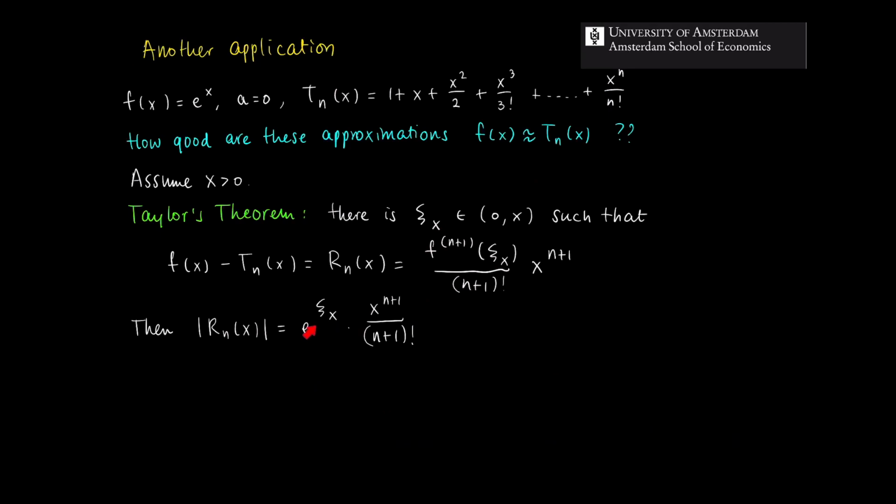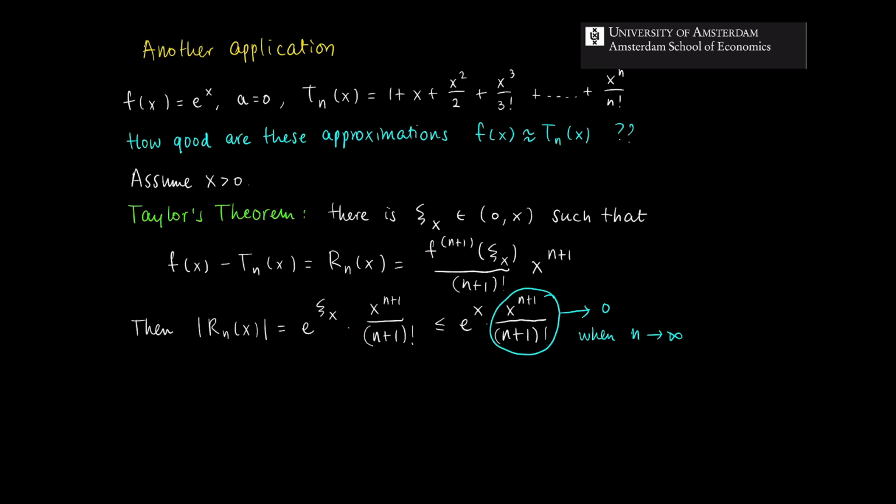But now we know that psi of x is in between 0 and x. So since x is larger than 0, e to the power psi of x is smaller than e to the power x. Here we just repeat the other term, x to the power n plus 1 divided by n plus 1 factorial. Nice. We're almost there, because if you look a little bit closer at this term, you might notice, and I will show it on the next slide, that the limit of this term for n to infinity is 0 for any fixed x.